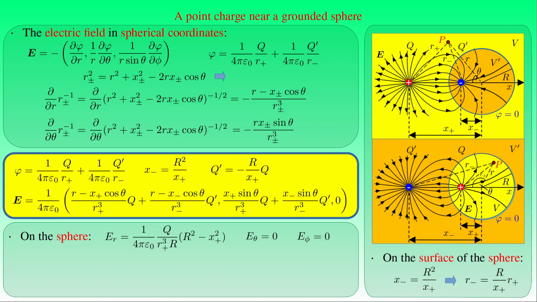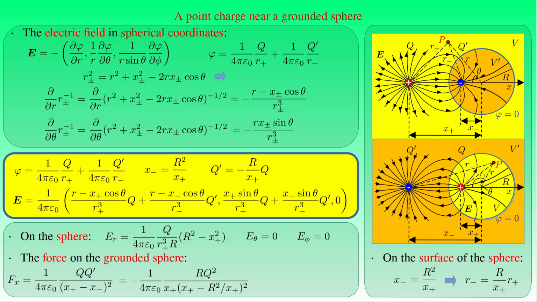Since the distance between the inducing charge q and the image charge q prime is given by the difference between the distances x sub plus and x sub minus, the component of the electrostatic force F acting between the point charges in the direction of the x-axis is equal to 1 over 4 pi times epsilon naught, times the product of the charges q and q prime divided by the square of the difference between x sub plus and x sub minus. If we insert the expressions obtained for x sub minus and q prime into the right-hand side of the equation, then we obtain minus 1 over 4 pi times epsilon naught, times x sub plus times capital R times q squared over the square of the difference between x sub plus squared and capital R squared.